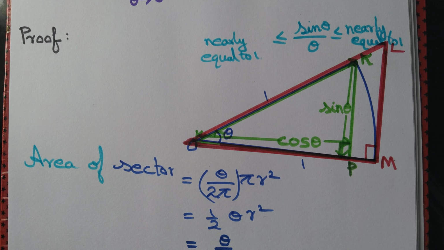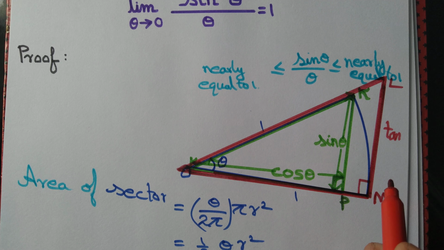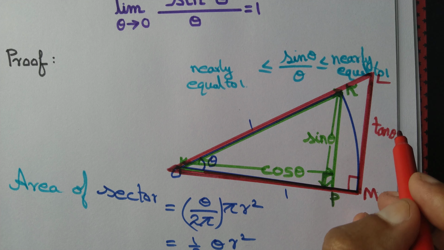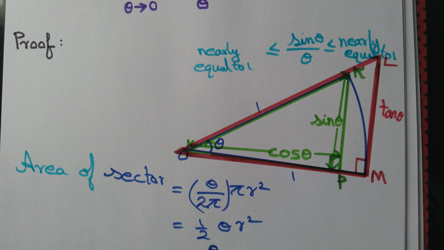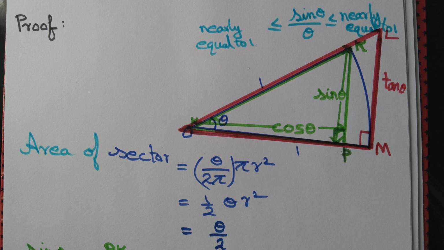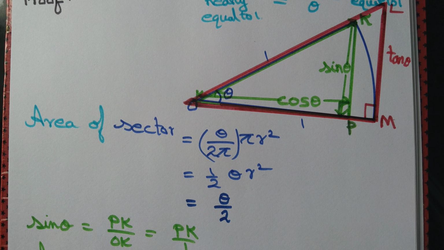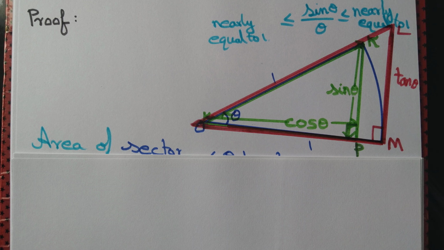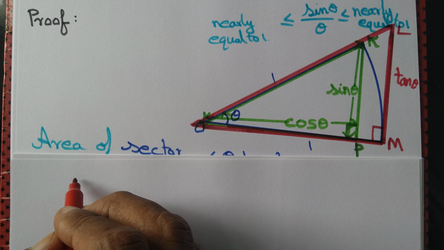LM is the perpendicular of the right angle triangle, and it turns out to be tan theta. Okay, so we got LM equal to tan theta. So area of triangle OML is half base times altitude, and that must be equal. Once again, area of triangle is half base into altitude.